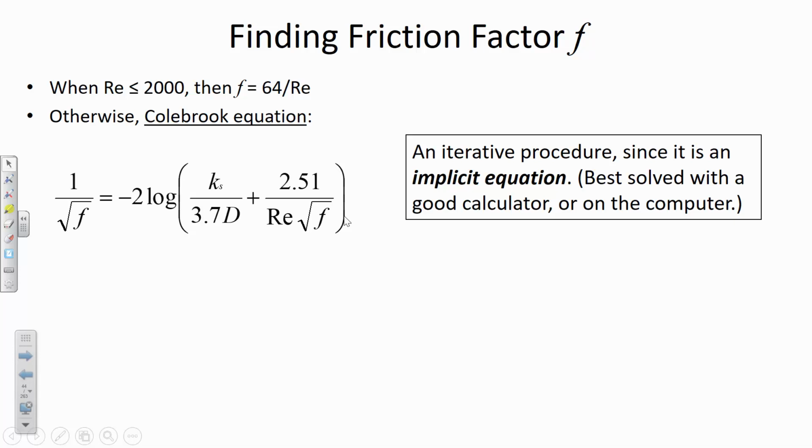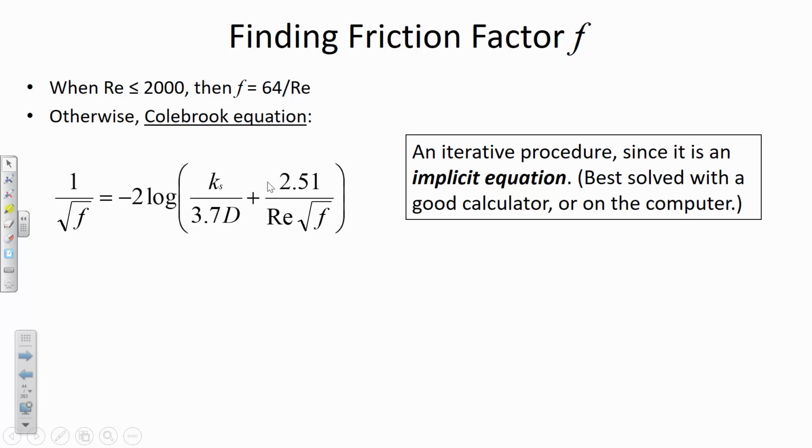It's an equation where the unknown is on both sides, and so we have to solve it iteratively with a variety of guesses for F. And then eventually when the left-hand side of the equation is equal to the right-hand side of the equation, then that's what tells us that we've got the correct value for F. So we'll get some experience using that approach today just to practice the Colebrook equation. It's very accurate. It's valid over the entire range of flow conditions that you'll see.